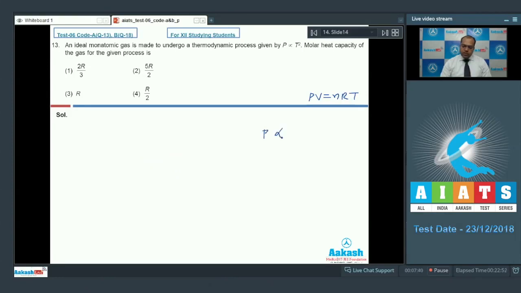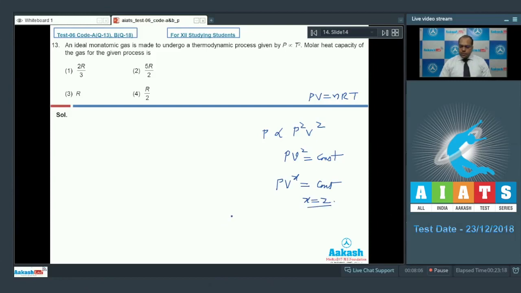So I can say that P is proportional to P square V square, or P into V square is equal to constant. So if I compare with the polytropic process, PV to the power x is equal to constant, then on comparison, the value of x comes out to be 2.